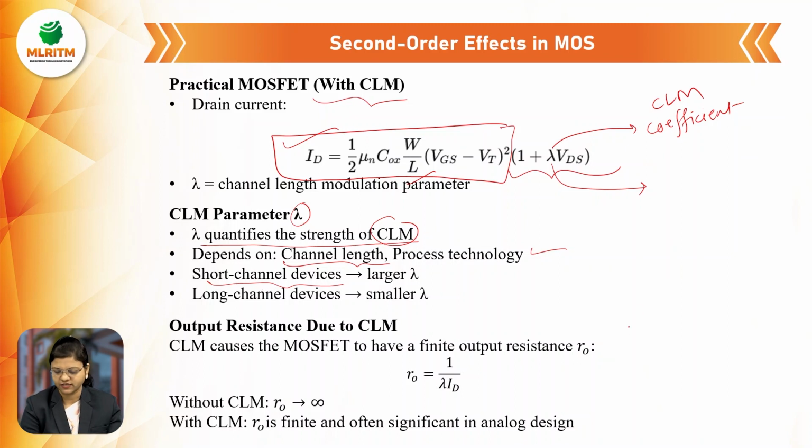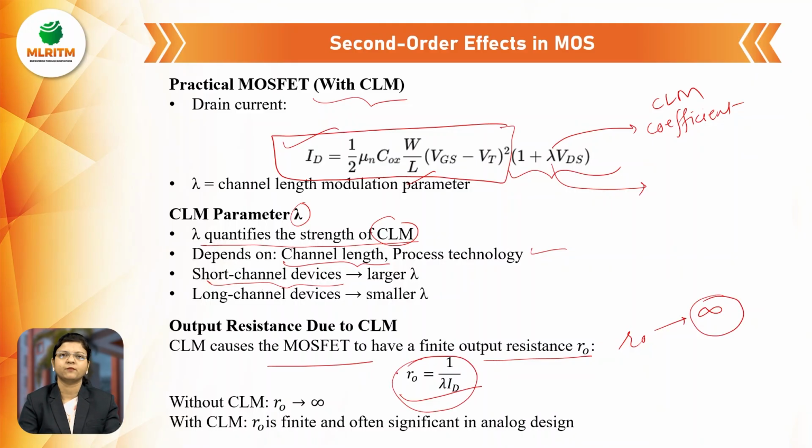Now if there is CLM, what is the output resistance? In the ideal condition we can consider R0 to be infinite, but if there is CLM, then the output resistance depends upon lambda and ID. The formula for the output resistance R0 becomes 1 upon lambda ID. So in the ideal case it will be infinity, but in the CLM case it will be 1 upon lambda ID. Here we note that R0 is finite, and R0 is infinite if there is no CLM.